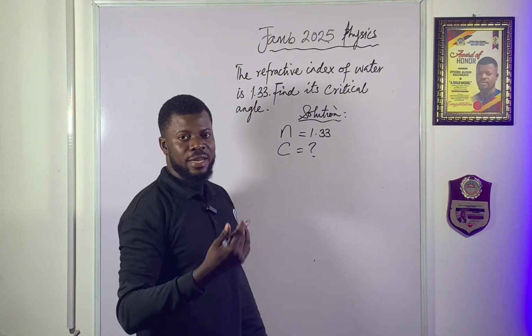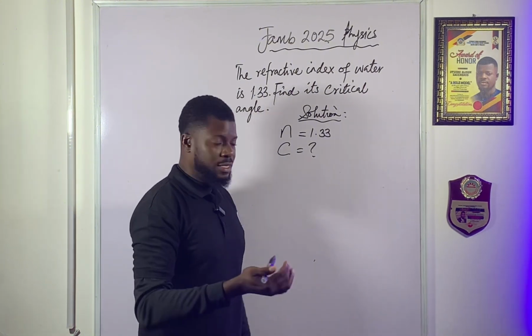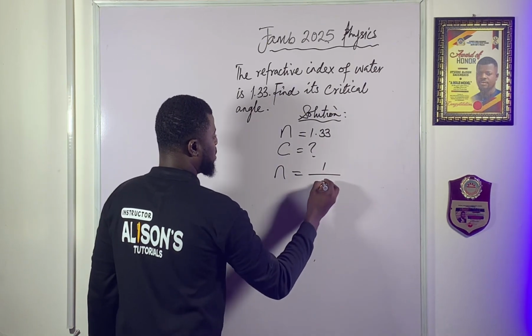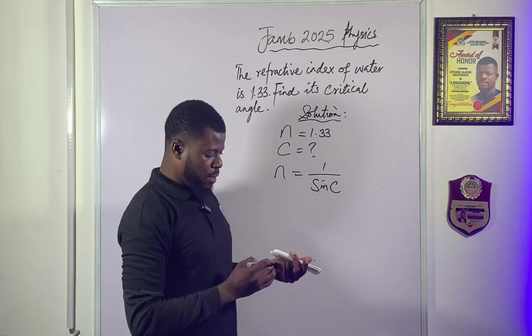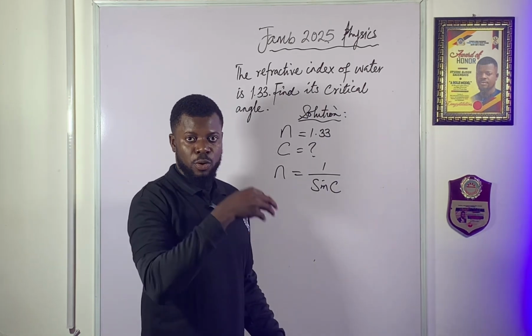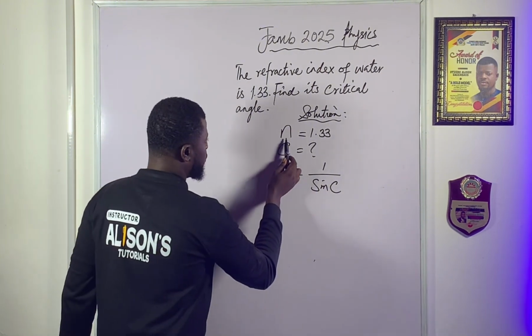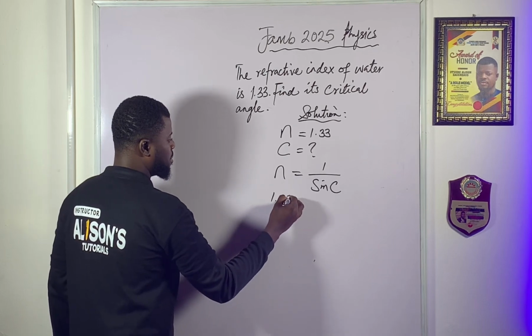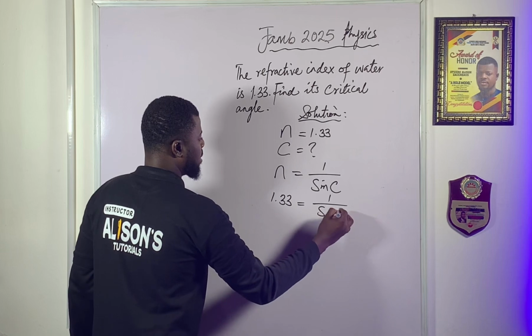Now the formula that connects the critical angle and the refractive index is: refractive index equals the inverse of sine of the critical angle. All right, so what we need to do right now is to plug the parameters into the formula. For the refractive index of water, we have 1.33. We use that to replace this, equals 1 all over sine C.